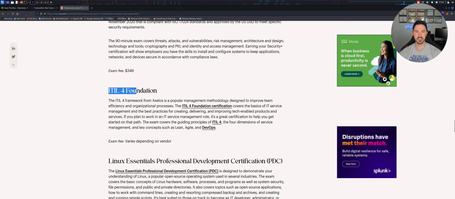ITIL, I took my ITIL certification. I have the ITIL 4 certification as well. I did the 3 and 4. I think this is super, super handy to have, especially if you're in service desk, to understand IT service management, the ITIL life cycle, and all that stuff. If you're doing help desk and working in a service desk, this is good stuff.